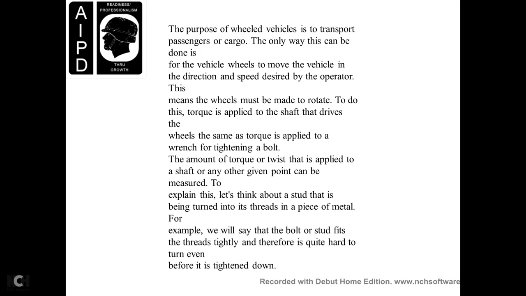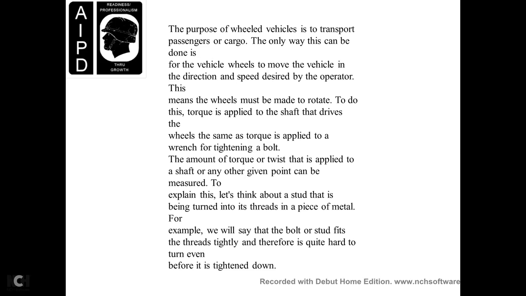The purpose of a wheeled vehicle is to transport passengers or cargo. This can only be done if the vehicle's wheels move the vehicle in the direction and at the speed desired by the operator. This means the wheels must be made to rotate. To do this, torque is applied to the shaft that drives the wheel, in the same way torque is applied with a wrench for tightening a bolt.